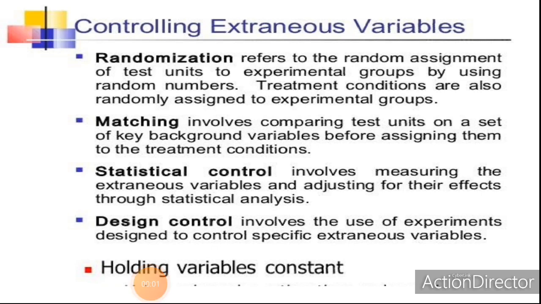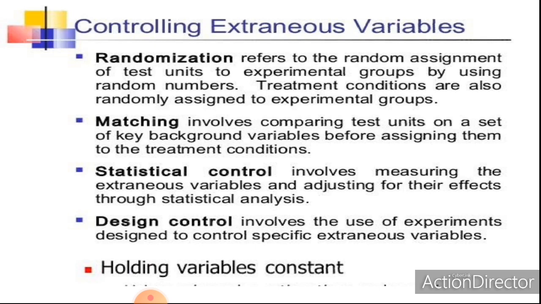Now we can discuss the next area, that is, how to control extraneous variables. There are mainly five methods which are used for controlling extraneous variables. They are randomization, matching, statistical control, design control and holding variables constant. So the first one is randomization. Here randomization refers to random assignment of test units to experimental groups by using random numbers. Next we use the matching principle to control extraneous variables, which involves comparing test units on a set of key background variables before assigning them to the treatment condition.